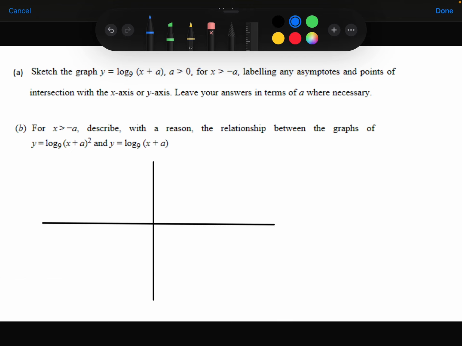Right, I'm going to start off by drawing just the basic log graph. I know the basic log graph goes through the point 1 here. It has an asymptote at x equals 0, and it looks something like this. That's the basic log graph.